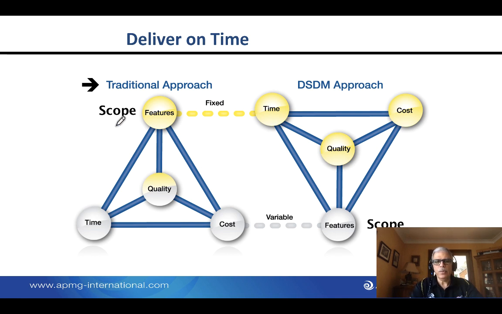In traditional project methodologies, the scope is fixed. So we need to deliver everything that is being asked of us. As a result, time is variable. And similarly, cost is variable because we cannot predict the future. We'll try and use a small example to demonstrate this for you.